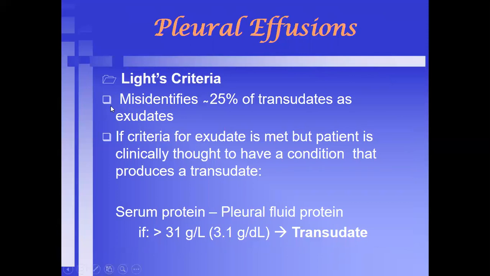However, take note that your Light's criteria can actually misidentify around 25% of transudates as exudates. So if you met the criteria for an exudate, but you are more or less sure that the patient has a condition that produces a transudate, then you can try to compute the following. You subtract the pleural fluid protein from the serum protein, and if the difference is more than 31 grams per liter or 3.1 grams per deciliter, then that is still a transudate and not an exudate.